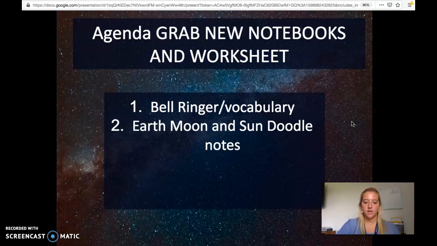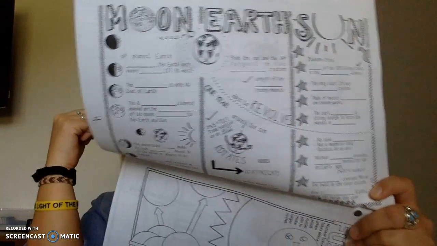So our agenda for today is to do our bell ringer and our vocab, just like every other day. We are going to also do the earth, moon, and sun doodle notes. That page in your notebook is going to look like this right here.